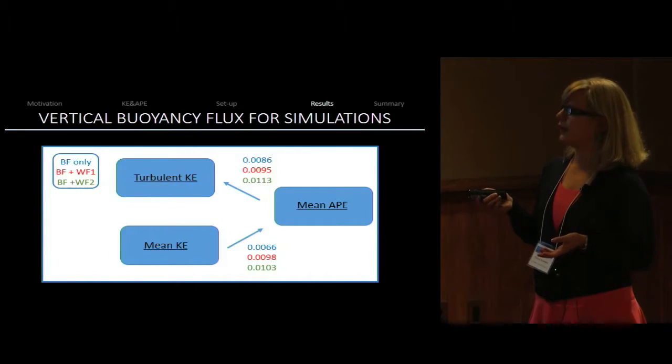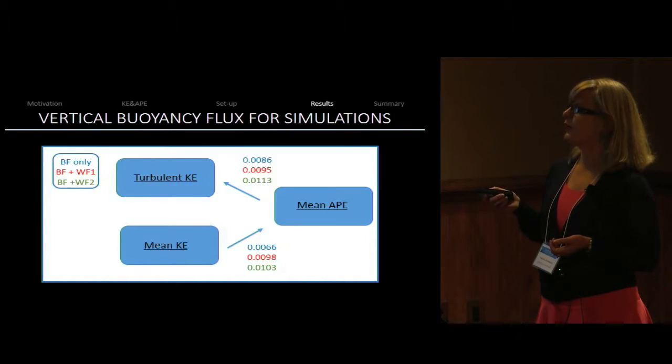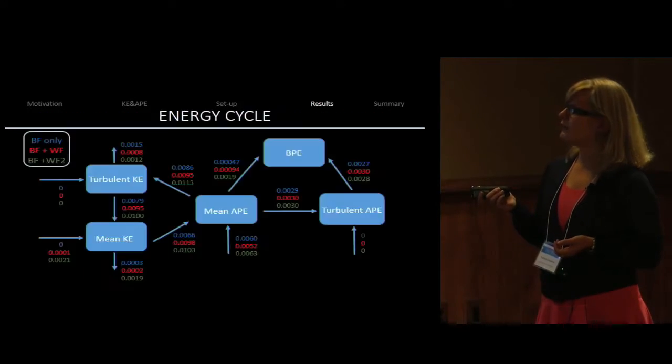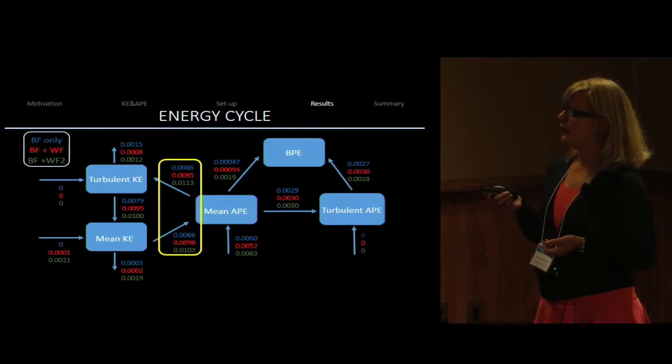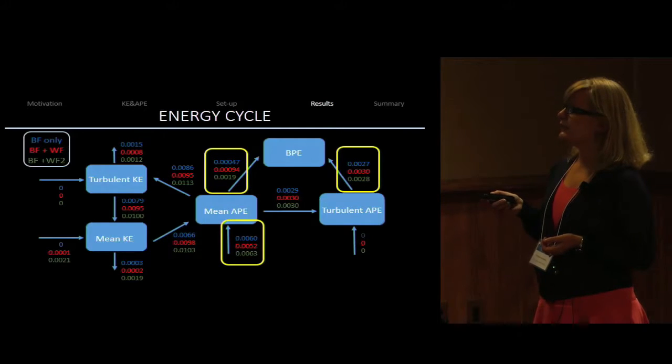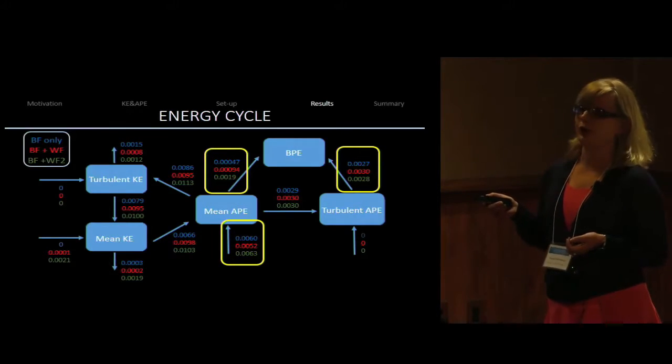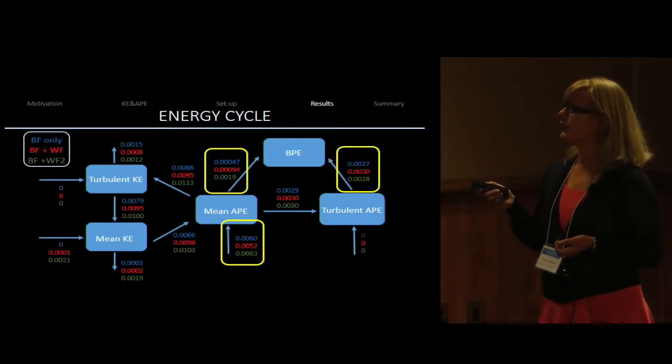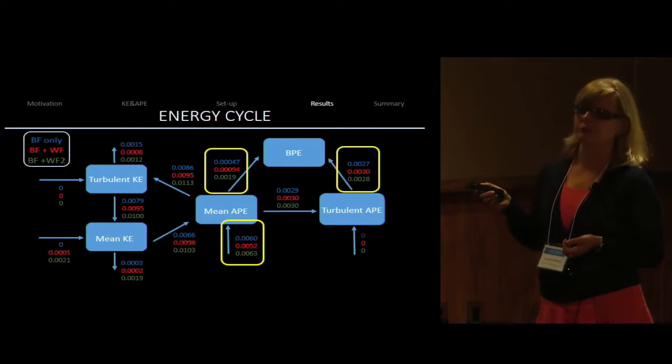And just looking by numbers, you can see that as you introduce wind, you're creating a lot more balance between the mean and the turbulent vertical buoyancy fluxes. And what that means for the whole energy cycle is that you have more balance here, and a lot greater proportion of the AP generated at the surface is going into this irreversible mixing.